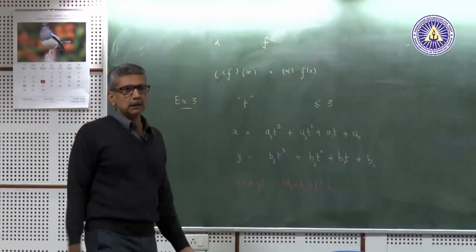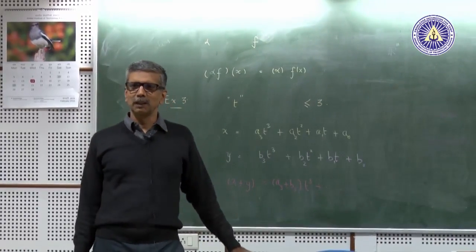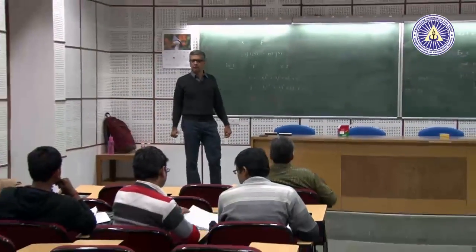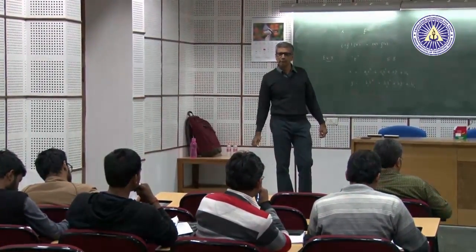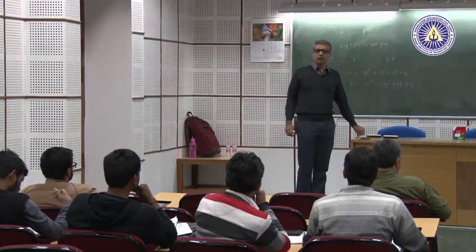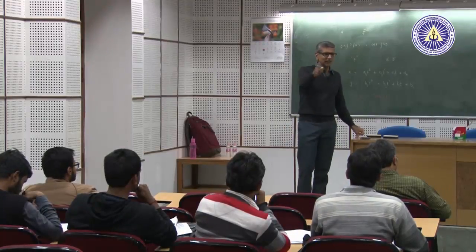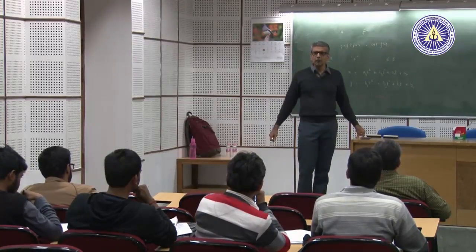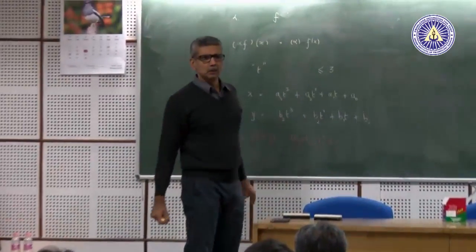Now what is the 0 element in this set of polynomials? You are not sure? Can you take a guess what it could be? What is the 0 element in this set of polynomials? It's just the 0 polynomial, right? Take a polynomial with all the coefficients 0, right?